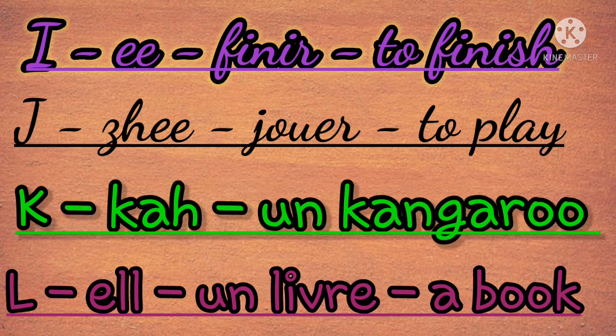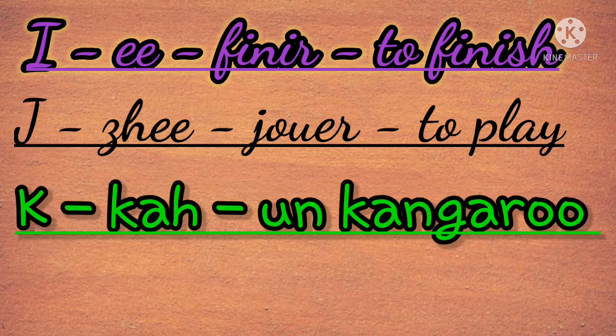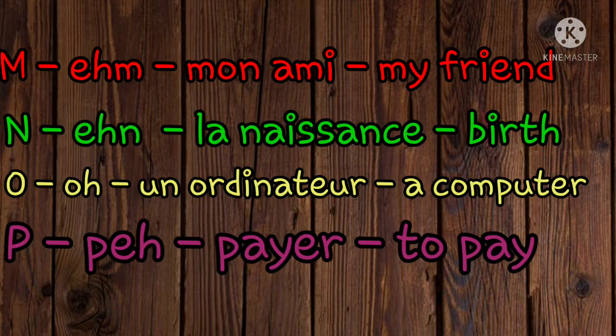Next we have I, which is E, finir, to finish. J is pronounced as G, jouer, to play. K is ka, and kangaroo. L, and livre, a book. So next is M, which is M, mon ami, my friend.